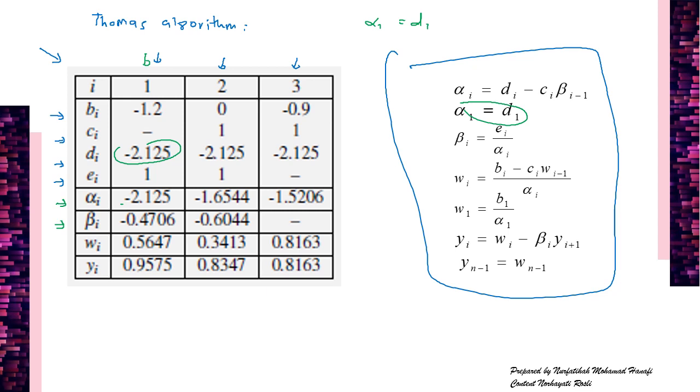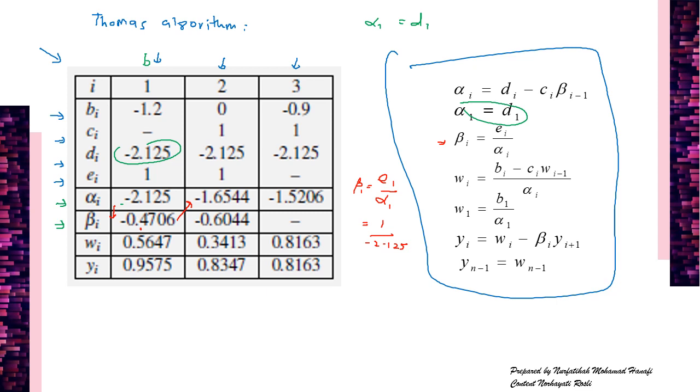After you have alpha 1, you need to calculate your beta 1. What is the formula for beta 1? Beta 1 is equal to E1 over alpha 1. Let's check what our E1 is. E1 is equal to 1 and alpha 1 is equal to minus 2.125. So the value we have is minus 0.4706.